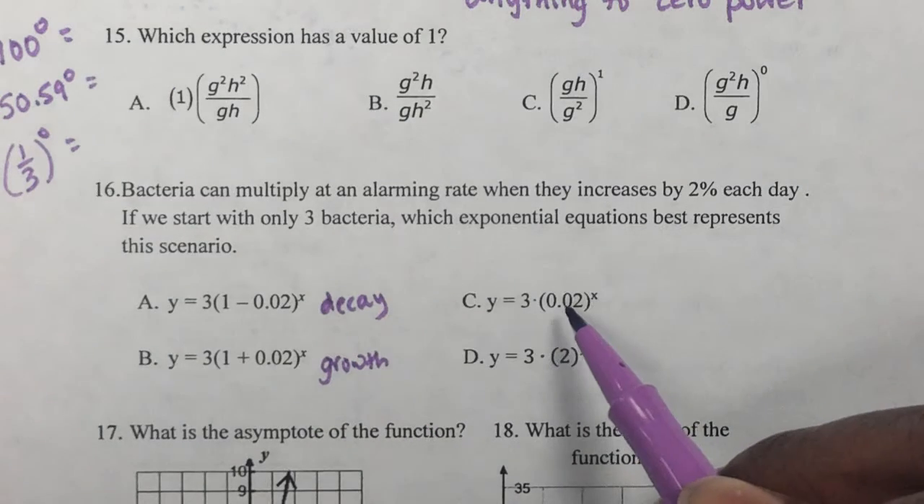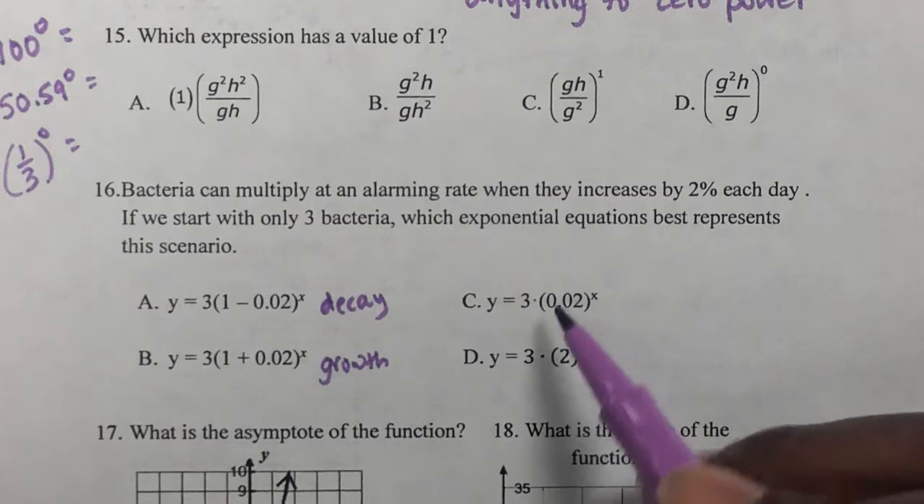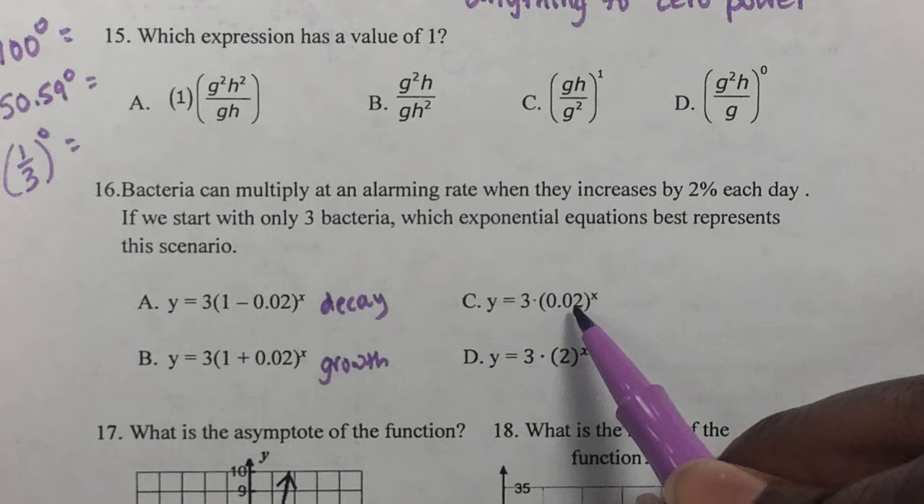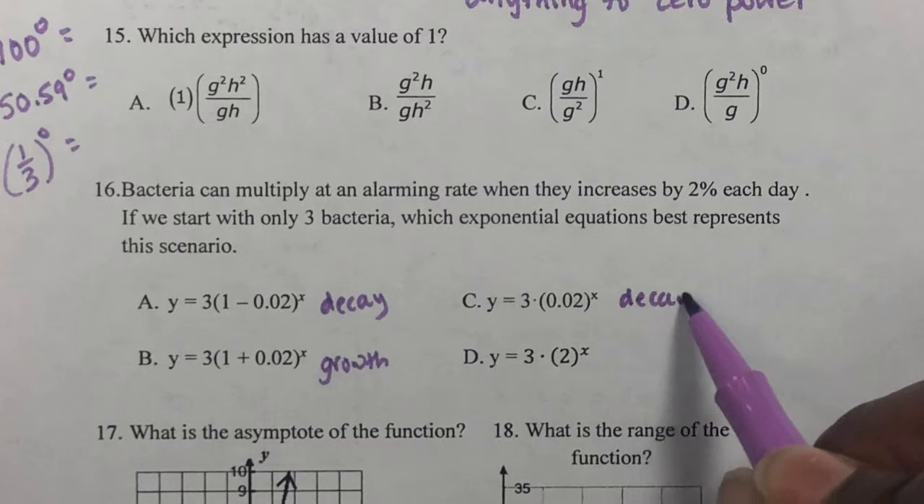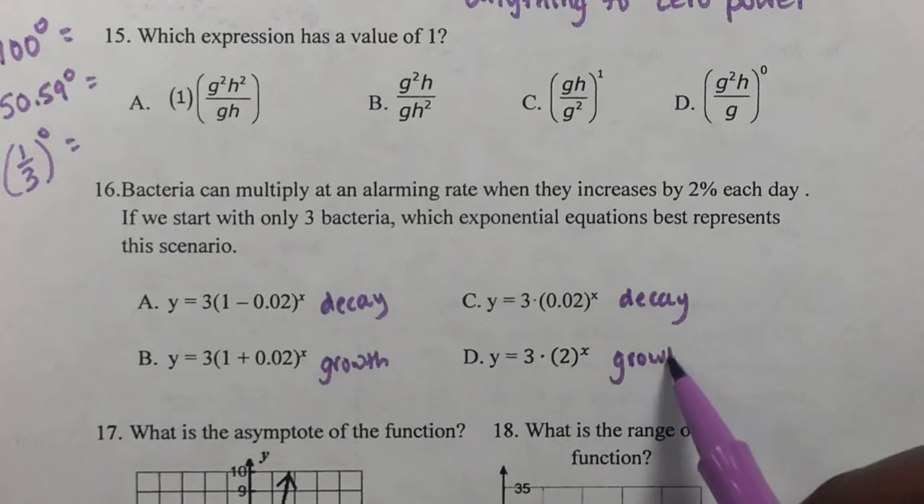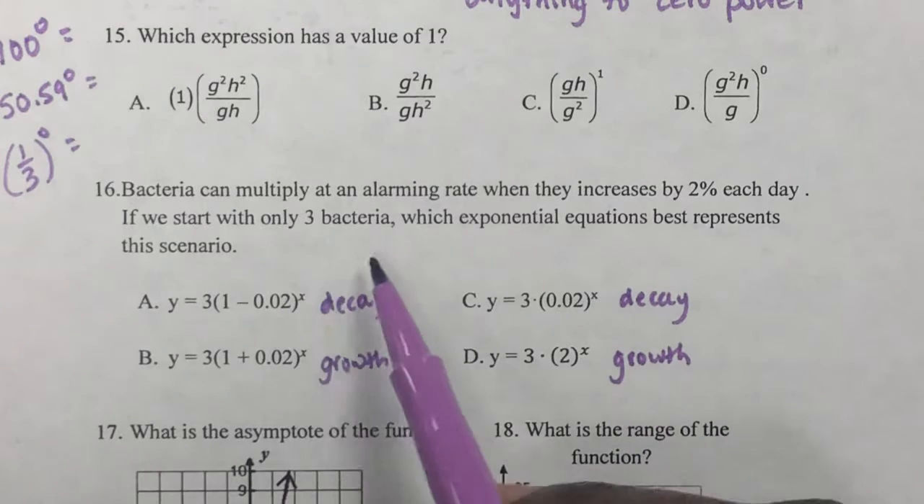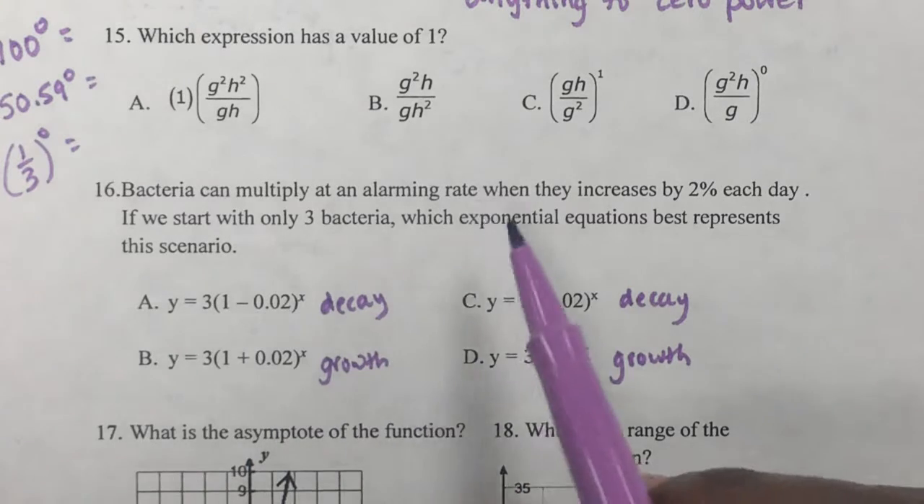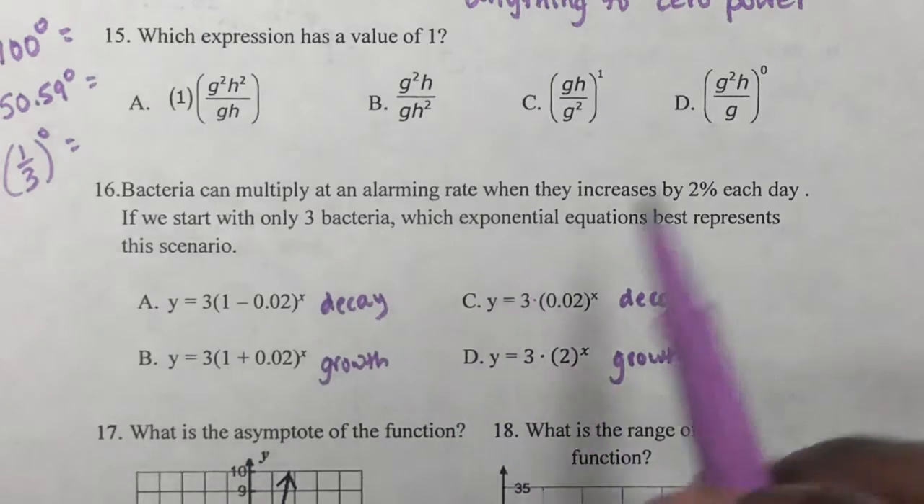For this one, we'll do that. This one, you get, what is it? Growth or decay? It's decay because the rate is less than 1. And this one is growth because the rate is greater than 1. So if you read the problem, you should be able to eliminate 2 of these because the problem should tell you whether it's increasing or decreasing, growth or decay.